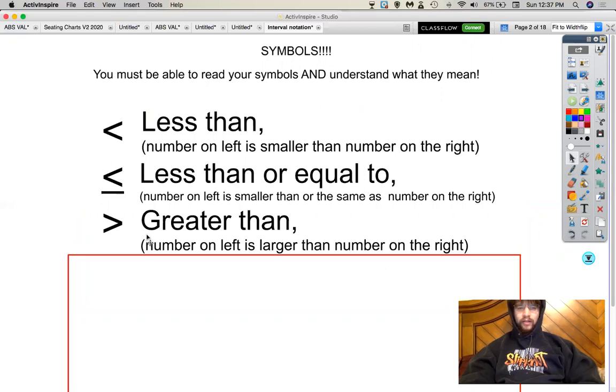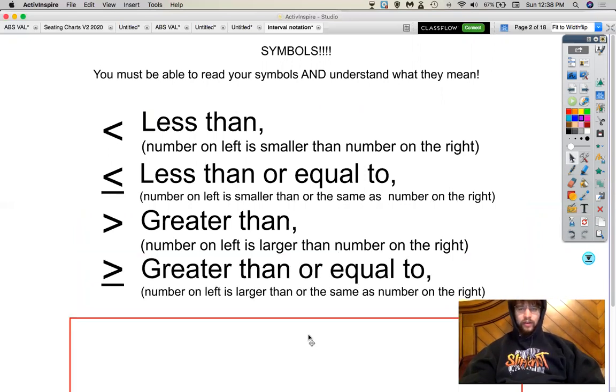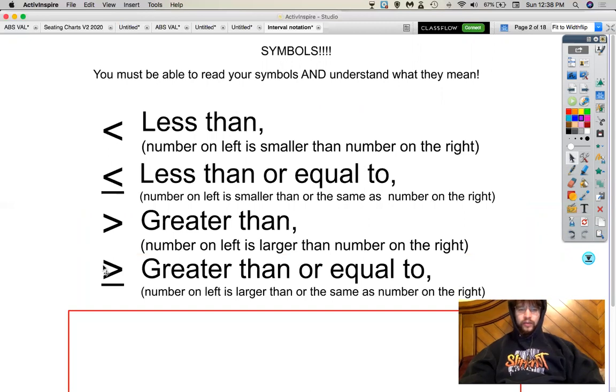Next, we have the greater than symbol. The number on the left is larger than the number on the right. So let's make sure left, right. Make sure you know your left from your right. And finally, we have the greater than or equal to symbol. Again, it's got the greater than and then a line underneath for an equal sign. So it's greater than or equal to, so either one. The number on the left is larger than or the same as the number on the right.